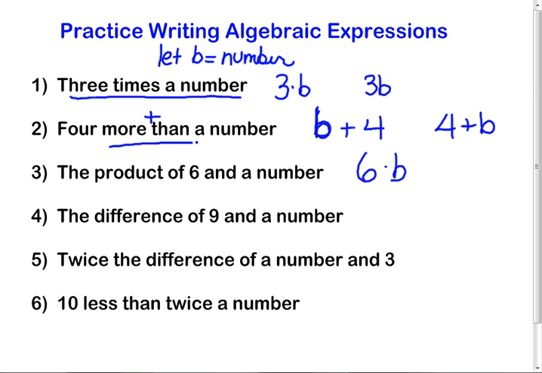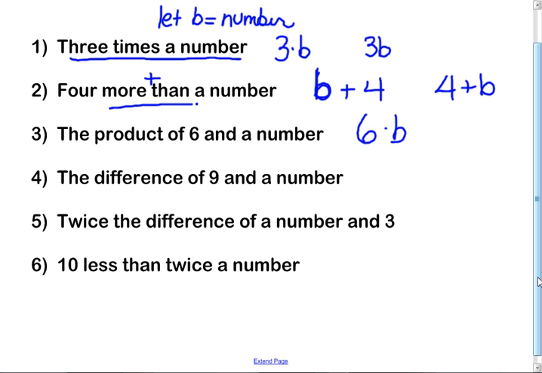The difference of 9 and a number. What does difference mean? Subtract. Which one do you want to go first? Doesn't matter. I could do 9 minus b, or I could do b minus 9. Actually, what I would do is probably put it in absolute value, because if I just want to know how they're different, I just want to find out how far apart they are. But I think when we do this, we have to reverse the order, so it has to be b minus 9. I have to read the context of the problem.